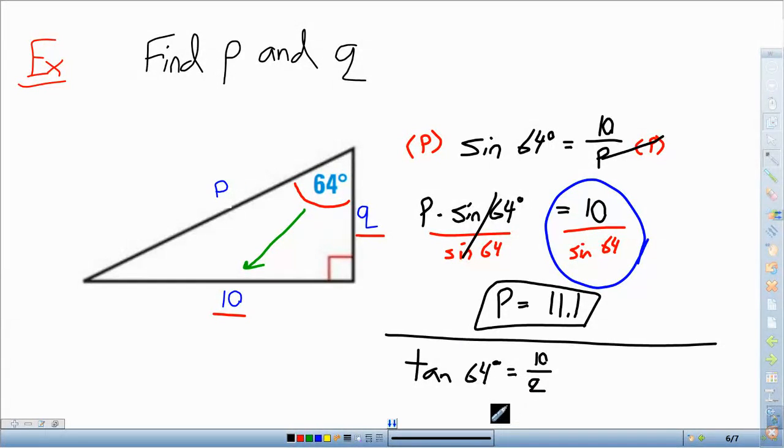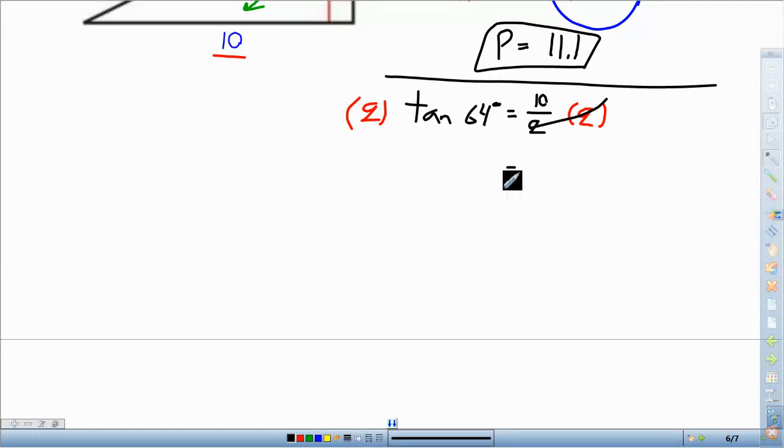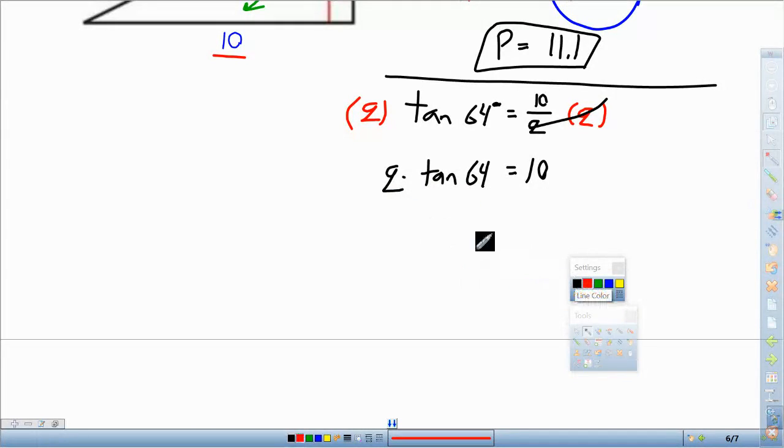Here's something kind of interesting. When I go to do all of these steps, the only thing that has changed between these two problems is that instead of sine, we're using tangent. I know eventually I'm going to take 10 and divide it by tangent 64. If I were doing this by myself, I would probably just jump to that and type it in my calculator. But since we're doing some notes, let's show it. We multiply by the denominator on both sides. That cancels. I get 10 on the right. I get Q times tangent 64. And now I can go ahead and divide.